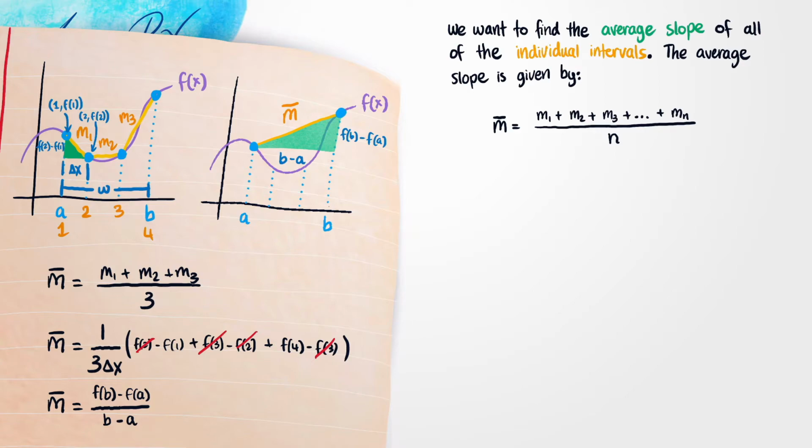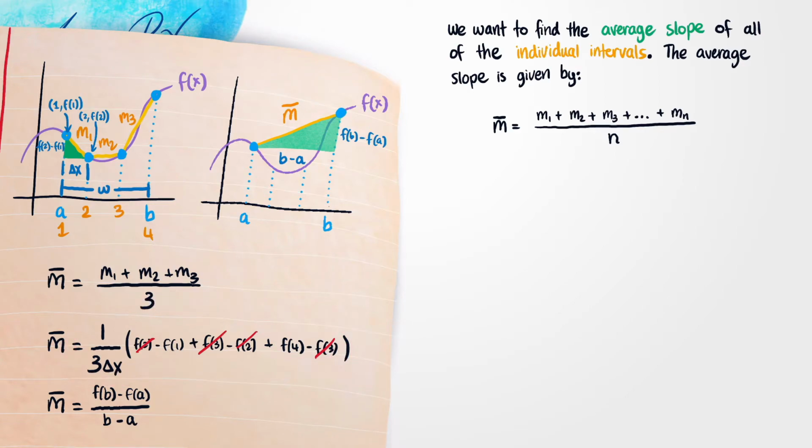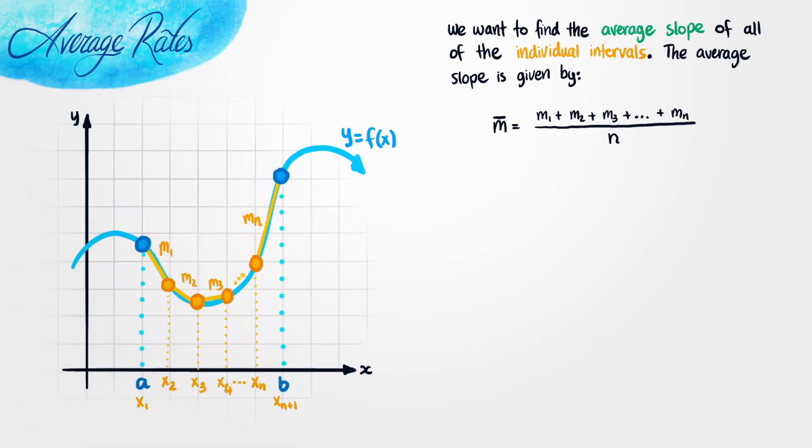Now the interesting thing about this is that it didn't actually matter how many intervals we broke this up into. So that means, regardless of how many subintervals we have, this is always going to be true. And therefore, we've actually found another way to write the average gradient. So let's write this in the general form as well.